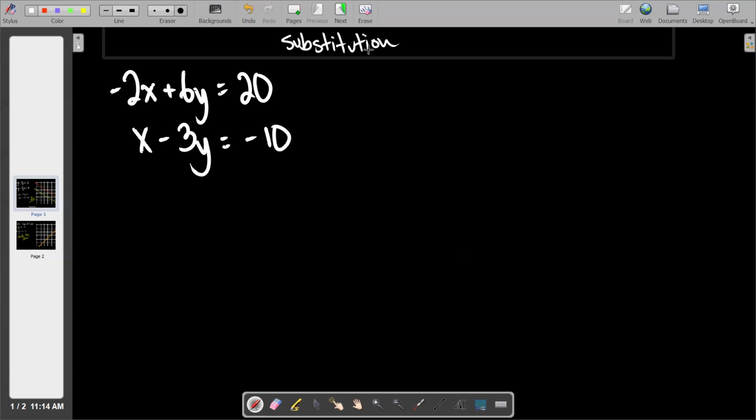So since we're doing substitution, which of the 4 variables would we get by itself? Bottom X, 100%. Any other answer would be just silly. So we're going to take the bottom X and we're going to get it by itself. And if we do that, it's going to say x equals what? No, sorry. Positive 3y.